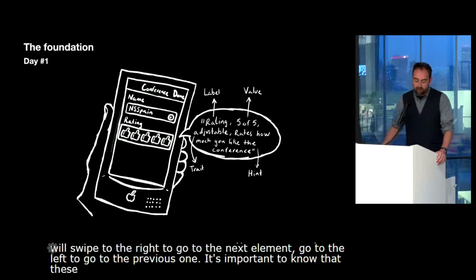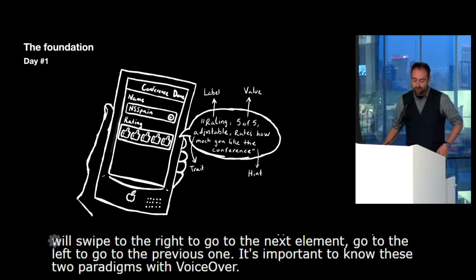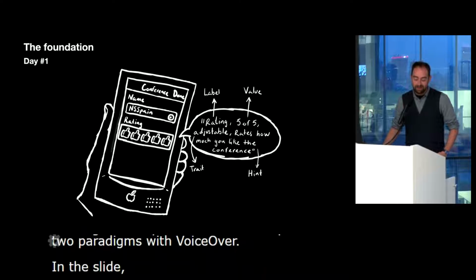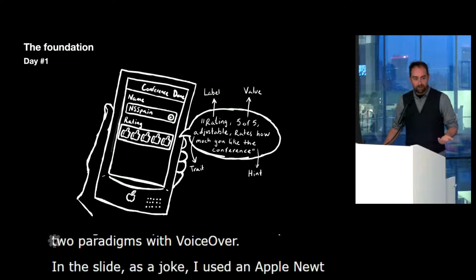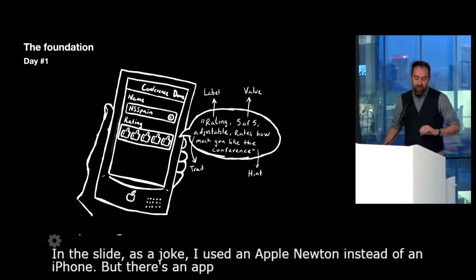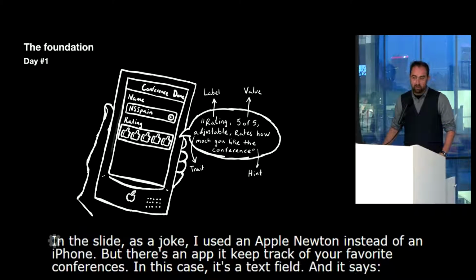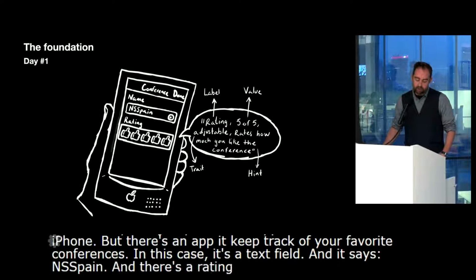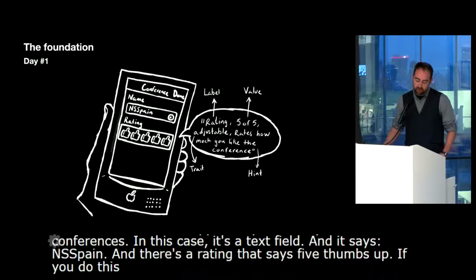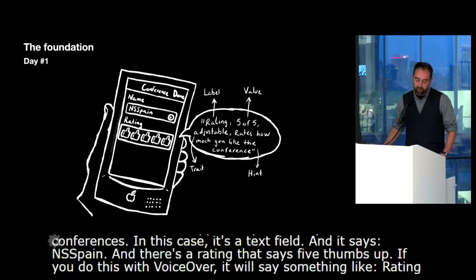Cool. So in the slide, as a joke, I used an Apple Newton instead of an iPhone, but there's an app to keep track of your favorite conferences. In this case, there's a text field, and it says in Spain, and there's a rating component that is 5 thumbs up. If we select this component with VoiceOver, it will say something like rating 5 of 5, adjustable, rates how much you like the conference.